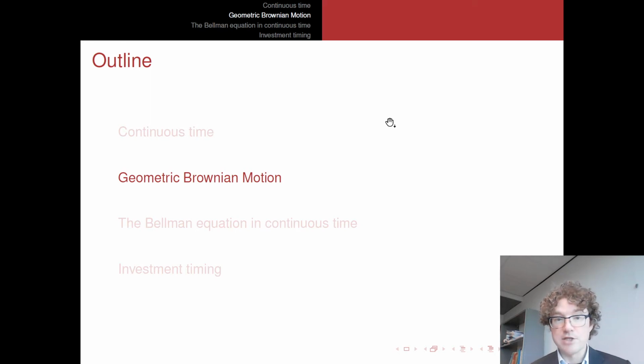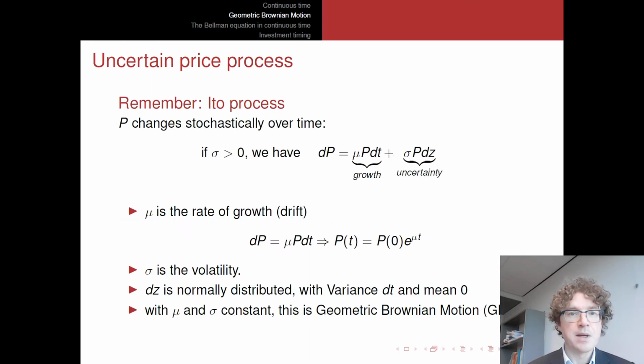So let's have a look at the geometric Brownian motion then. You remember from last week's talks that if we look at uncertain price processes, we typically describe this process in terms of an Ito process, which consists typically of a growth term and an uncertainty term. In particular, this geometric Brownian motion process describes the P, price or profits or whatever it might mean.